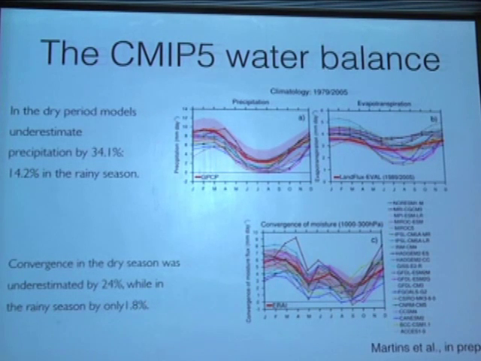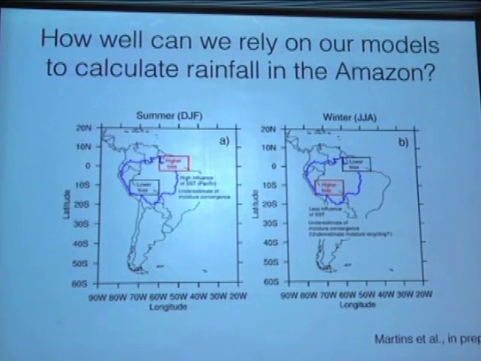So on average, they turn out to be all right, but if you really look at the patterns, they're not really there. The convergence precipitation numbers are 30% underestimate in the dry period, and about 15% in the rainy season, and convergence is also much larger. So we found that there's a higher bias up here and a lower bias of the models there, and that's the summer period, and in the winter period it's completely reversed.